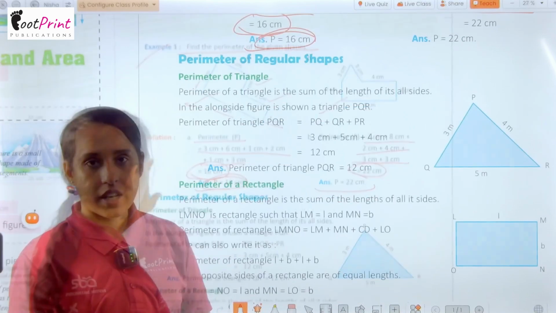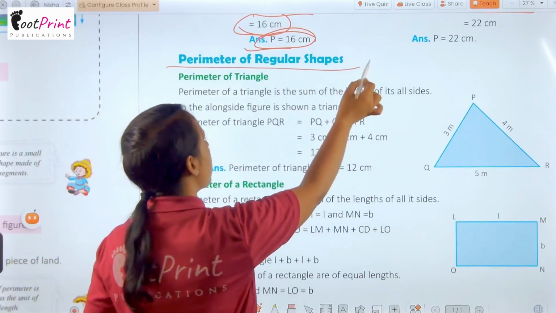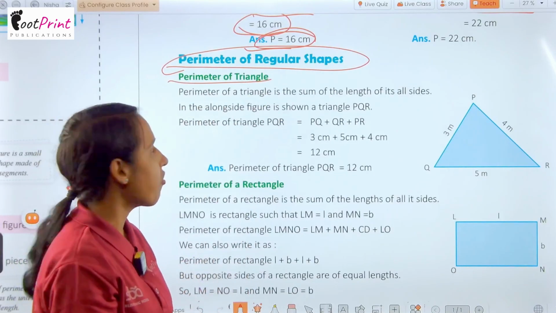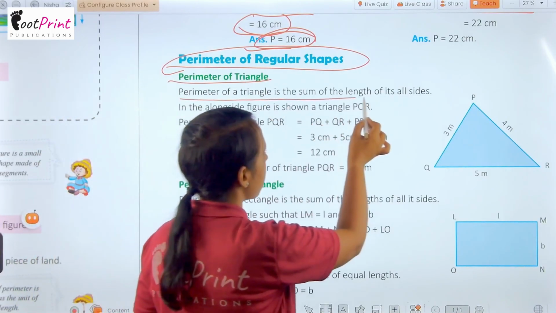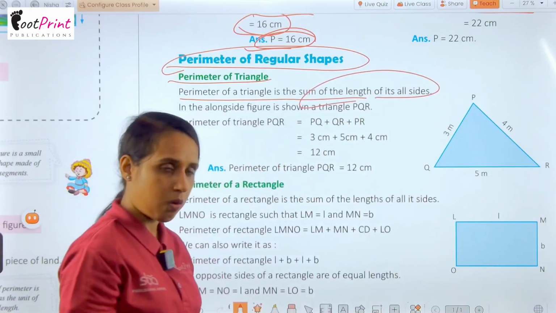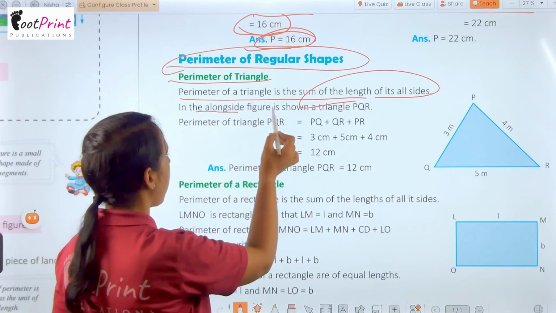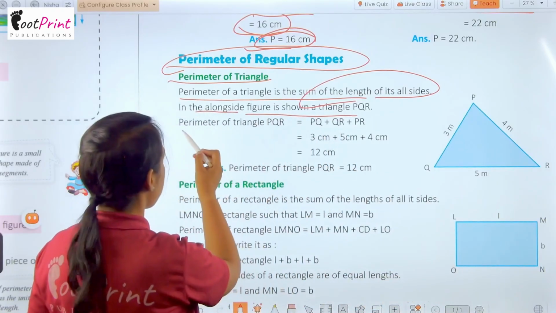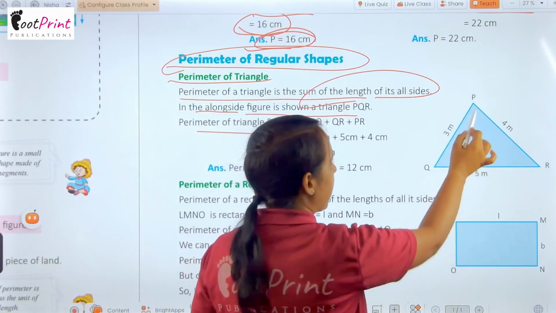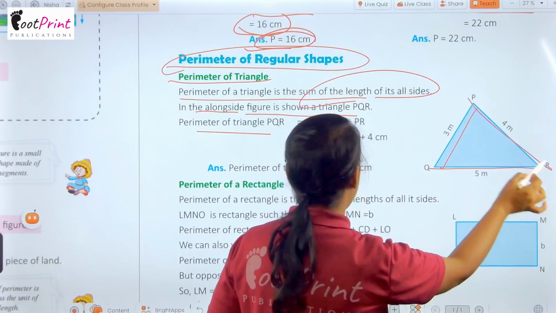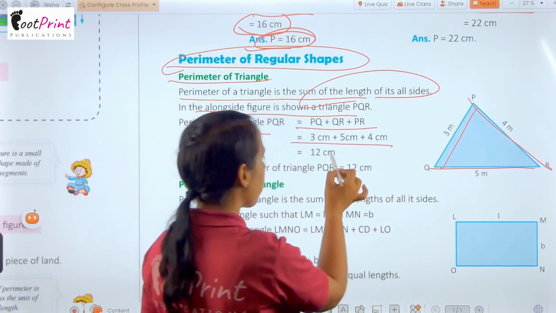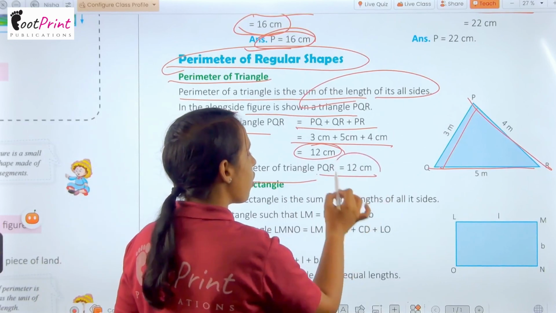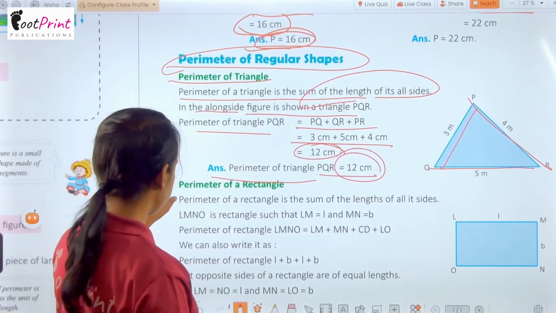Okay. Now we have the next topic, perimeter of regular shapes. First one is the perimeter of a triangle. The perimeter of a triangle is the sum of the length of all its sides. In the figure shown, PQR is a triangle, and the perimeter of the triangle will be PQ plus QR plus PR. After adding that we get 12 centimeter. So the perimeter of this triangle will be 12 centimeter.